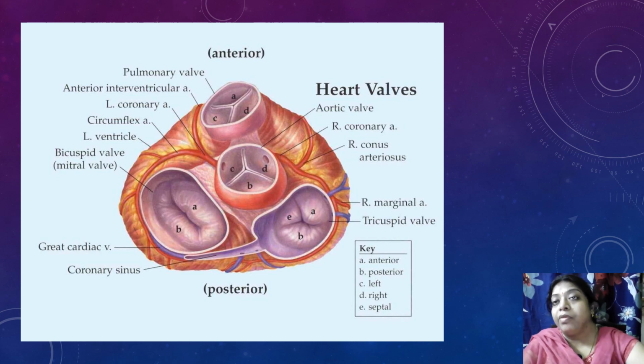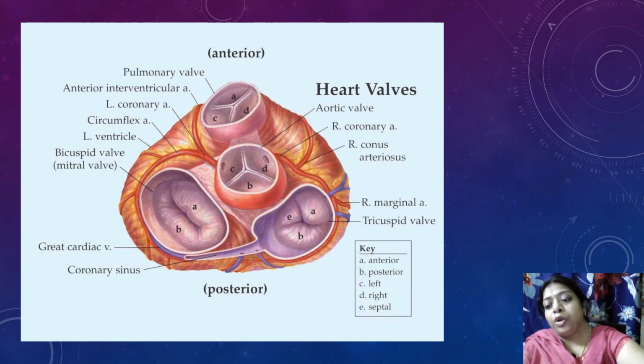The next one will be the aortic valve. What is the aortic valve? The main function of the aortic valve is to prevent the blood from flowing backwards, that is from the aorta into the left ventricle.